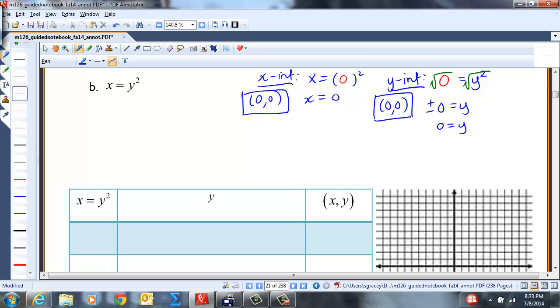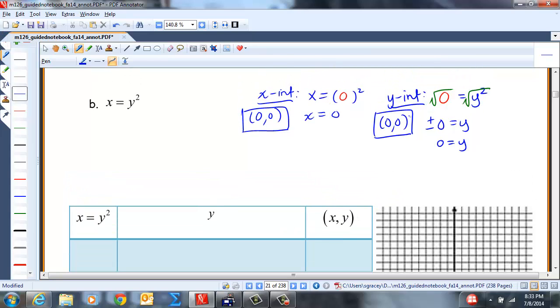Okay, so now we've got a couple ordered pairs. Let's check out the symmetry. So the x-axis, remember we're replacing y with negative y to see if we get the same result. So x is equal to negative y, the quantity squared. X equals y squared. Bingo, we got it this time. We're going to have symmetry with respect to the x-axis this time.